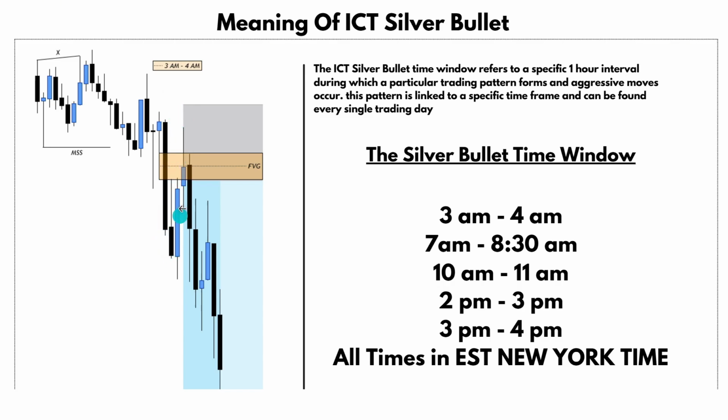Price pulled back after giving us this market structure shift to mitigate this fair value gap. Price respected the 50% of this fair value gap, mitigated our order block, our stop loss above this old high, then price pushed down lower. This right here is our silver bullet. It's a pattern that forms and trades aggressively during a certain time window.